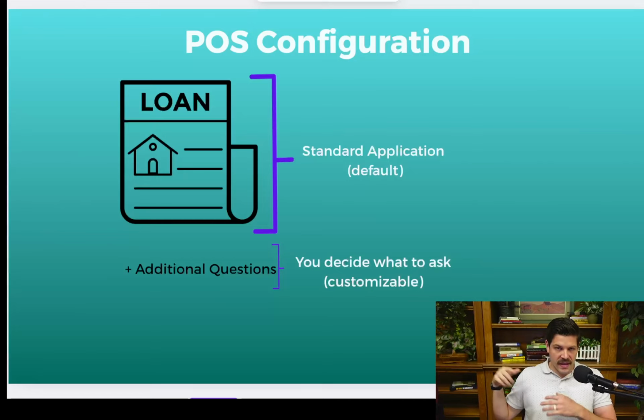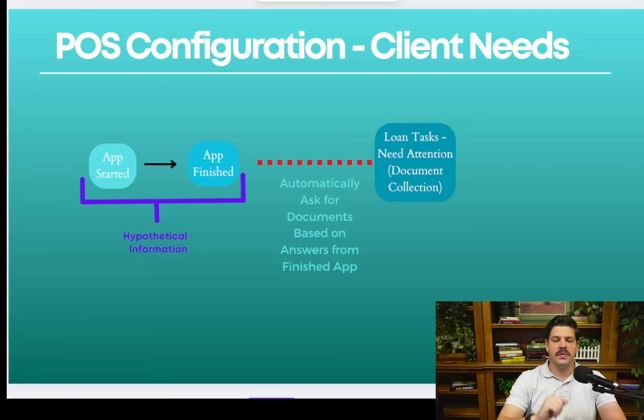What this video is really more about is that you can customize the application by asking additional questions. This is important because when people complete the application, really what they've done is tell you a lot of hypothetical information, like, I claim that I live here. I claim that I work here. I'm claiming that I'm this person.